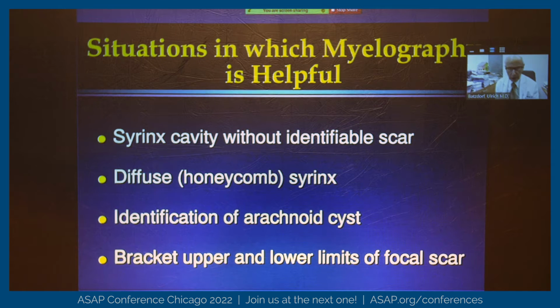So myelography can be helpful, particularly when there's a serous cavity without an identifiable scar, as you'll see in a moment, sometimes with a diffuse or honeycomb syrinx, in the identification of an arachnoid cyst, which may be difficult to see otherwise, and, as already mentioned, to bracket and show us the full upper and lower limits of a focal scar.